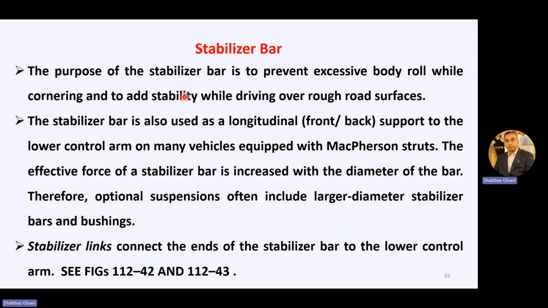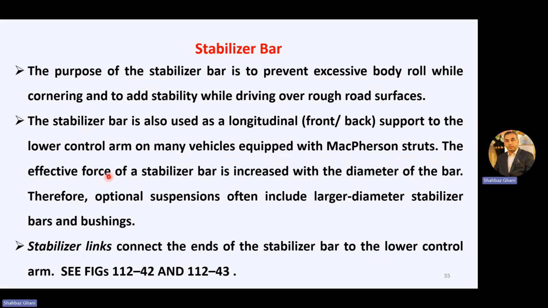As we have stated, the purpose of the stabilization bar is to prevent excessive body roll while cornering and to add stability while driving over rough road surfaces. The stabilizer bar is also used as longitudinal front oblique back support to the lower control arm on many vehicles equipped with McPherson strut.